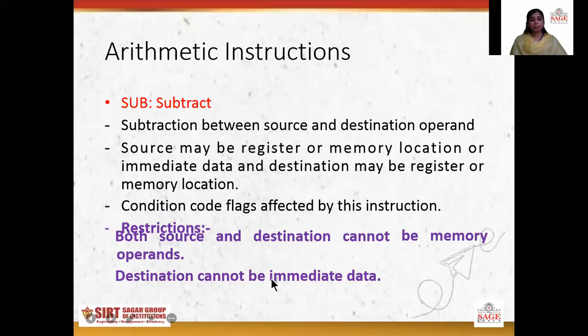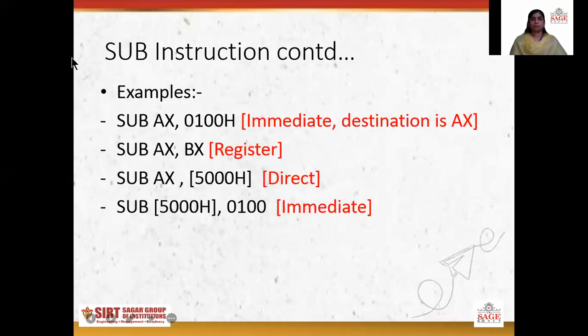Destination cannot be immediate data. So these are the 4 examples mentioned here. As we have discussed in the previous case of addition, these 4 types of addressing modes are mentioned: immediate, register, direct, and again immediate.